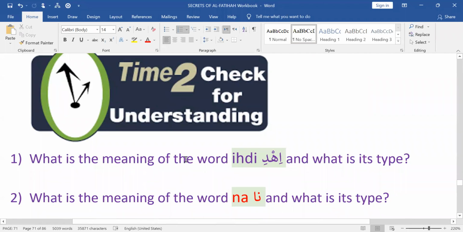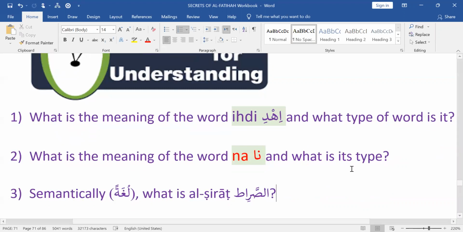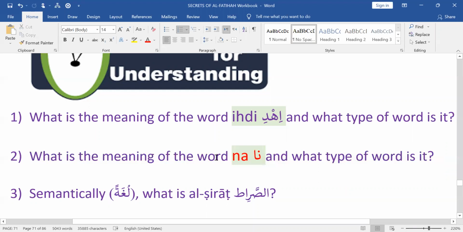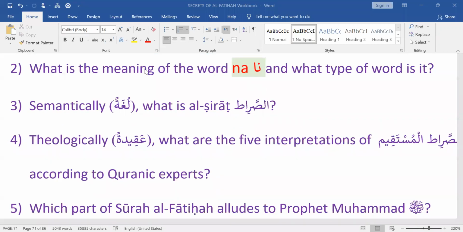So here's a quick check for understanding. What is the meaning of the word ihdi and what is its type? What type of word it is? And then, of course, the follow-up question, what is the meaning of na and what type of word is it? Na is the connected pronoun. That's the type of the word, and it means us.